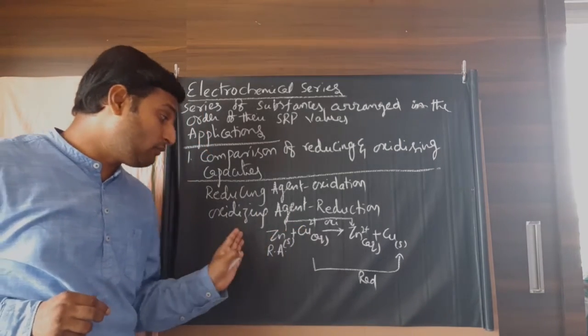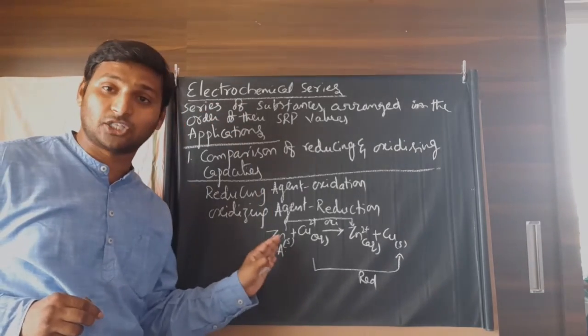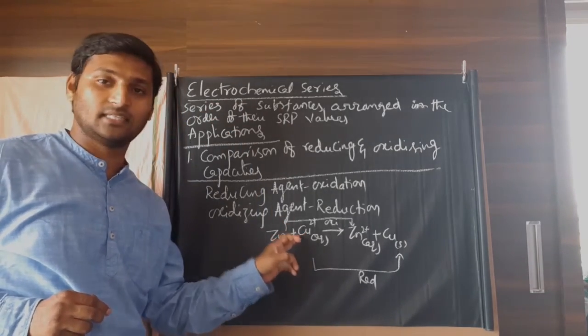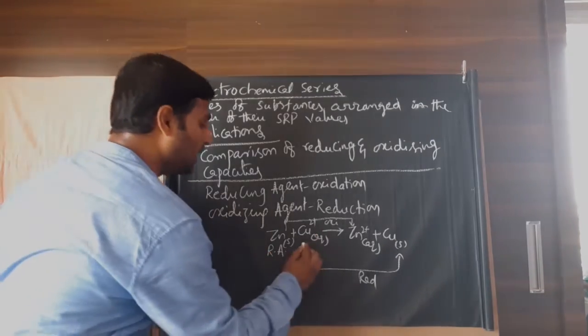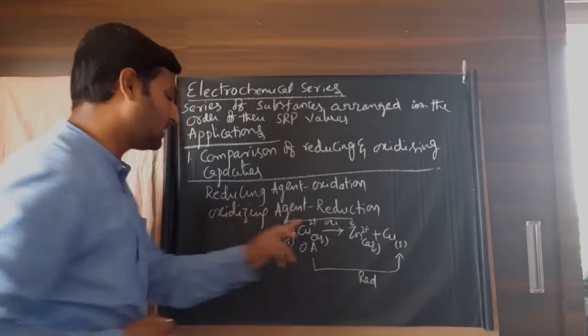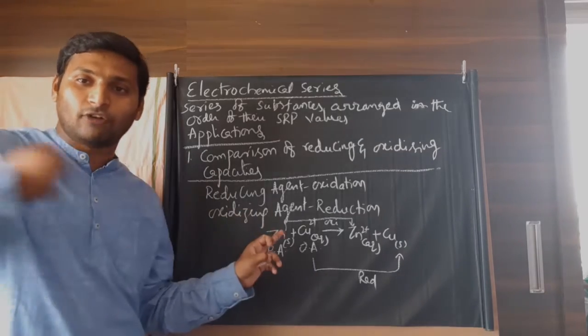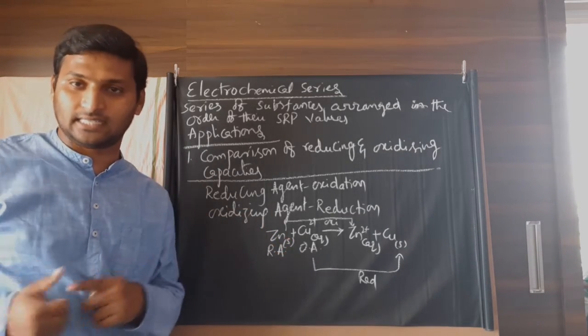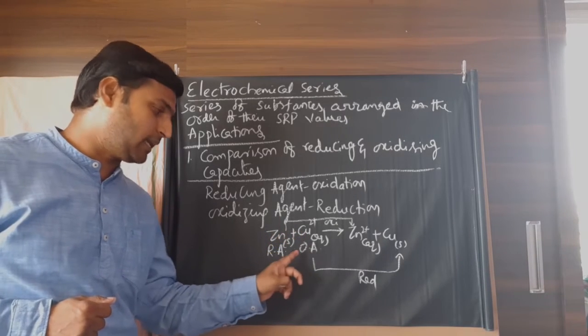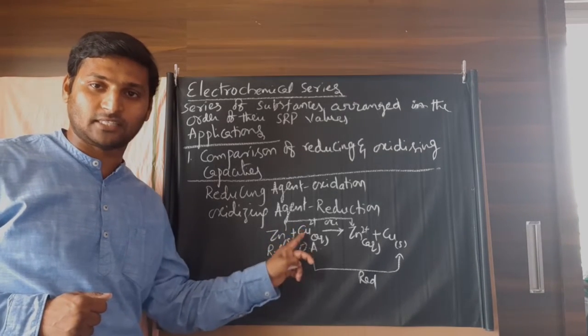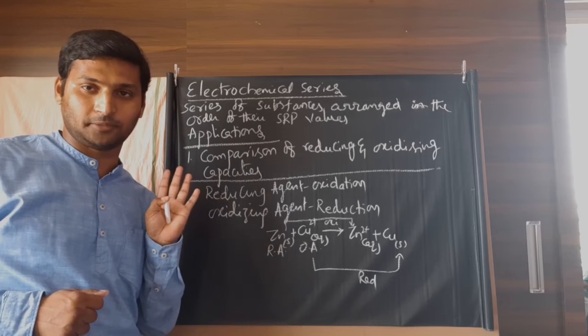Who is responsible for pulling off the electrons and causing oxidation of zinc? Copper cations. So, copper ions, which are part of copper sulfate solution, are the oxidizing agent because they are causing the oxidation of zinc, pulling off 2 electrons from zinc and oxidizing it. That's why zinc is called the reducing agent, and copper ions, or copper sulfate, are called the oxidizing agent.